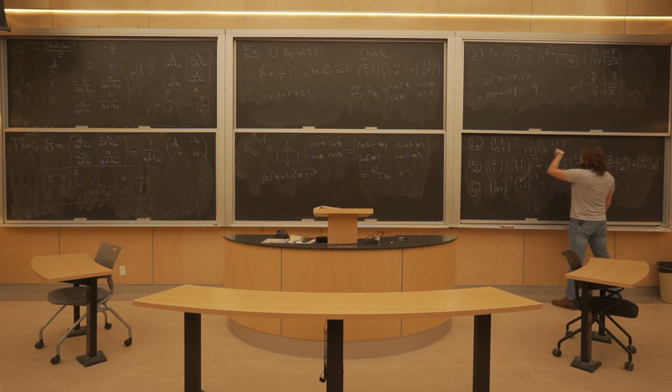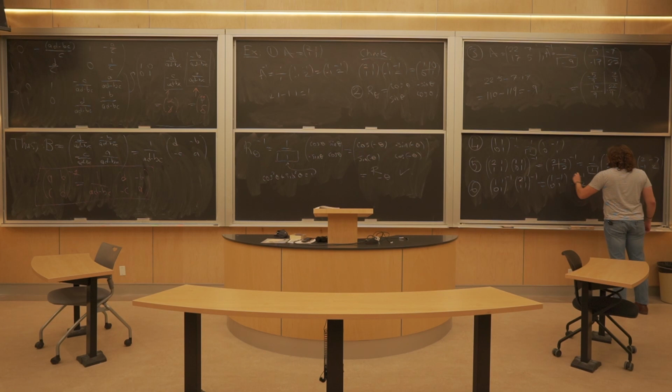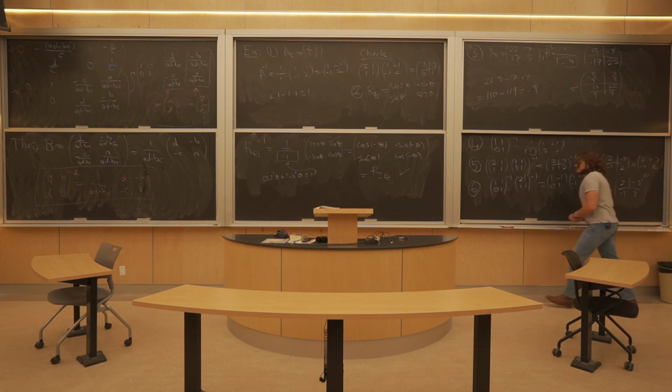1, 1, 0, 1, when inverted becomes 1, minus 1, 0, 1. 2, 1, 1, 1, when inverted becomes 1, minus 1, minus 1, 2. And when I multiply this, I get minus 2, plus 2. And then minus 1 minus 2 is minus 3. This by this is 0. Minus 1 is minus 1. This by this is 0, and then 2. Okay? So this is the formula.